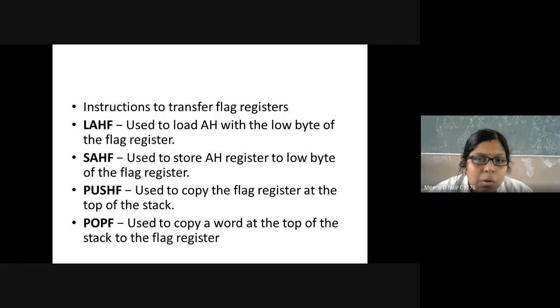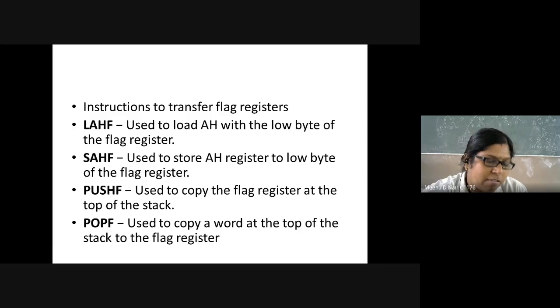Now we are going to see the instructions to transfer the flag registers. So what are the flag registers? You have totally 8 flags. We will see one by one. LAHF is used to load AH with the low byte of the flag register. This is an 8-bit register, and the flag register is 16-bit. So LAHF means whatever is there in the first 8 bits will be loaded in the AH register.